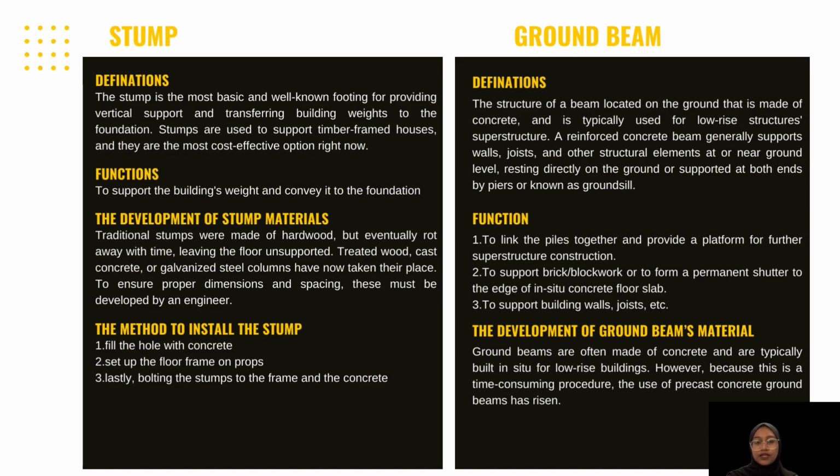Next is ground beam. The definition of a ground beam is a beam structure located on the ground that is made of concrete and is typically used for low-rise superstructures. Reinforced concrete beams generally support walls, joists, and other structural elements at or near ground level, resting directly on the ground or supported at both ends by piers, also known as ground sill.